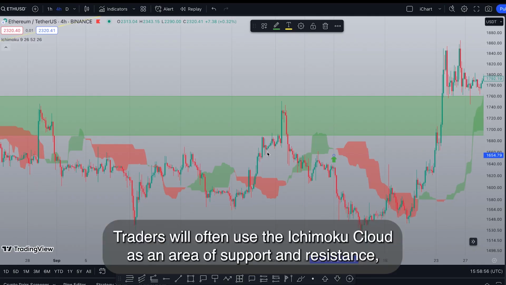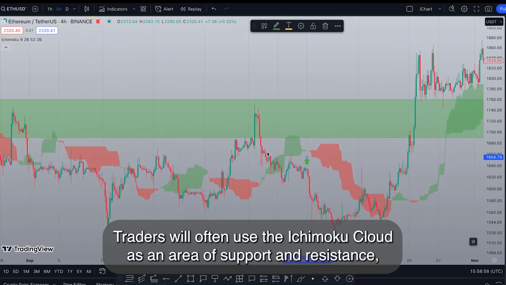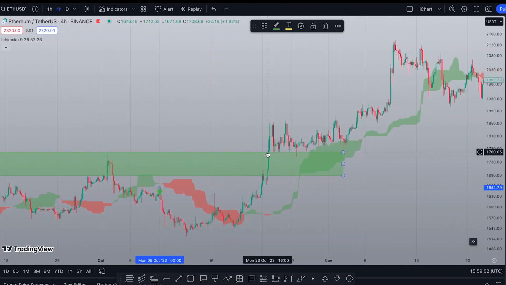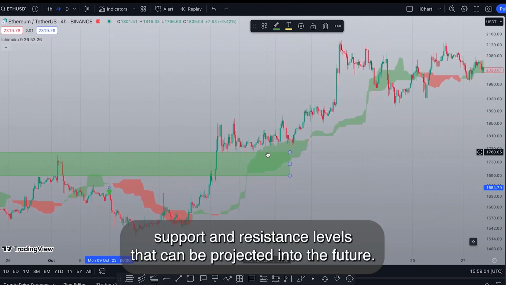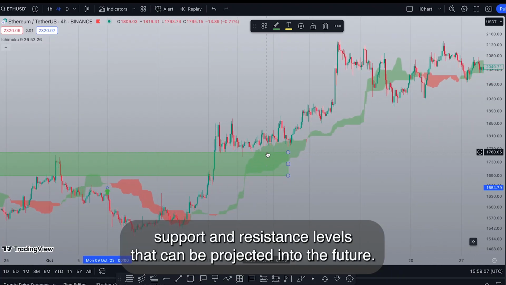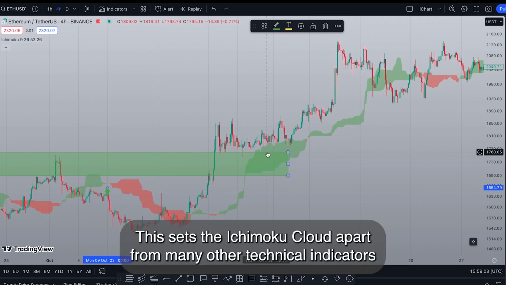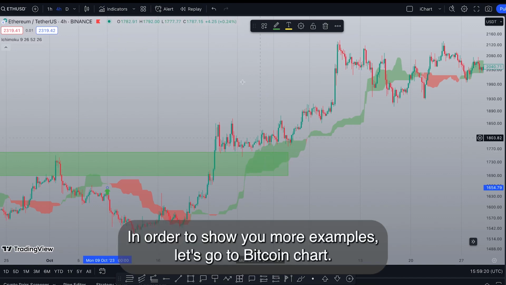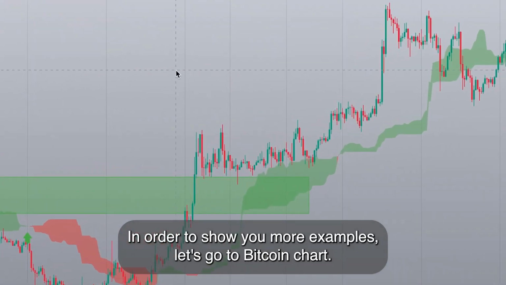Traders will often use the Ichimoku cloud as an area of support and resistance, depending on the relative location of the price. The cloud provides support and resistance levels that can be projected into the future. This sets the Ichimoku cloud apart from many other technical indicators that only provide support and resistance levels for the current date and time. In order to show you more examples, let's go to the Bitcoin chart.